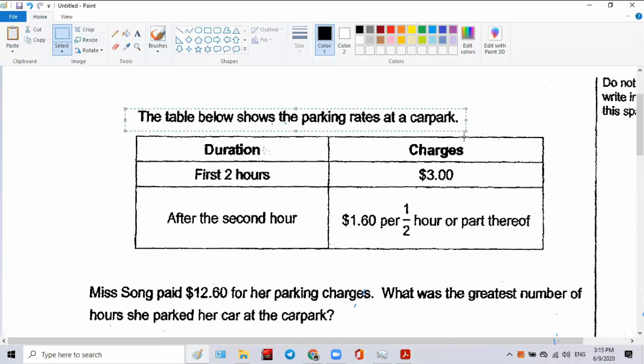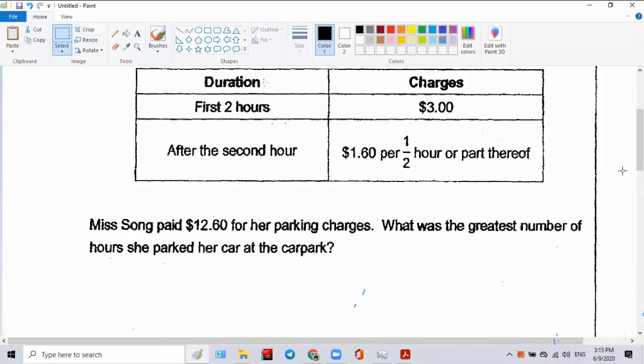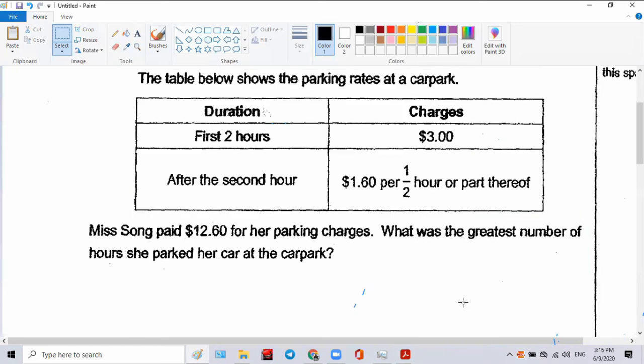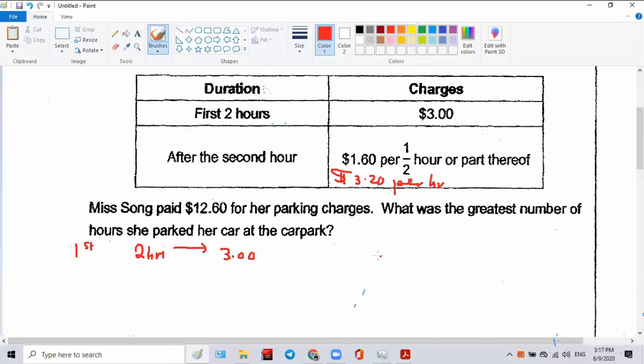The table below is the parking rate at the car park. So, how are we being charged? The first 2 hours charges is what? $3. True? No more, no less. Just $3. That means after 2 hours, $1.60 per half an hour. You understand? That means $3.20 per hour. So the first 2 hours is going to pay $3.